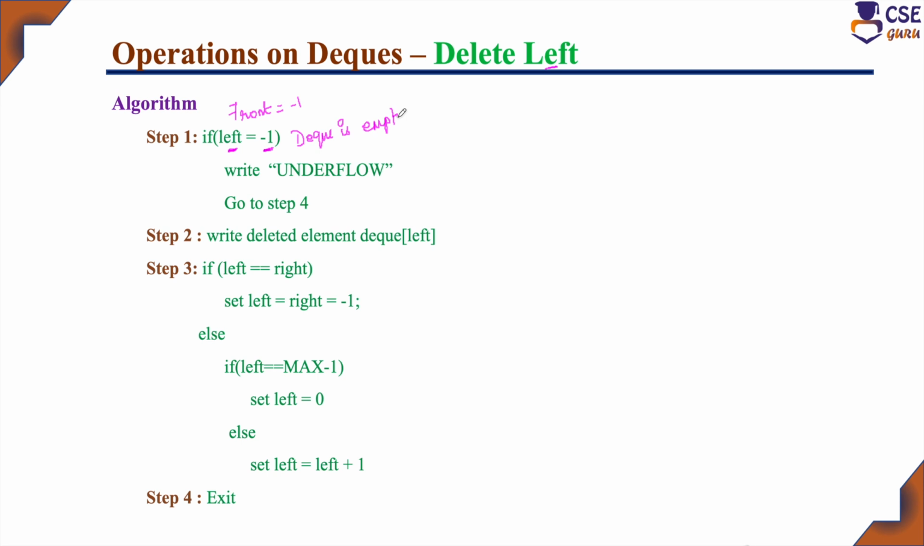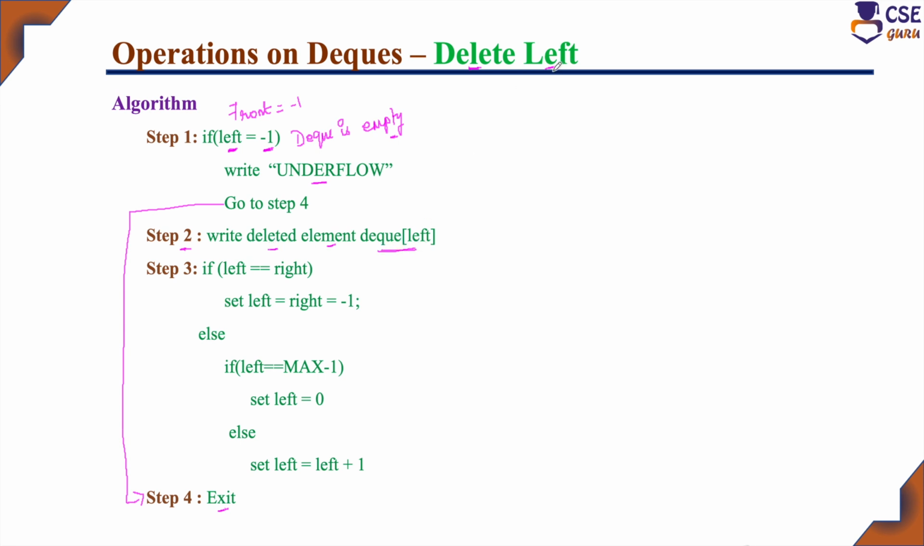So, we cannot implement the delete operation in an empty DQ data structure. So, it has to write the underflow condition. Underflow condition is nothing but there are no elements in the DQ data structure. So, it has to print underflow condition and go to step 4. Step 4 is exit, meaning we cannot implement the delete operation in an empty DQ. Otherwise, step 2, write deleted element is DQ of left.